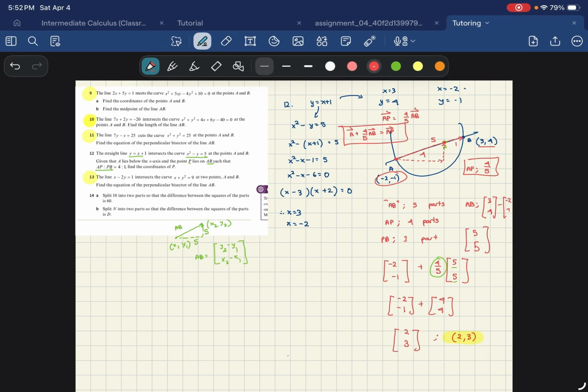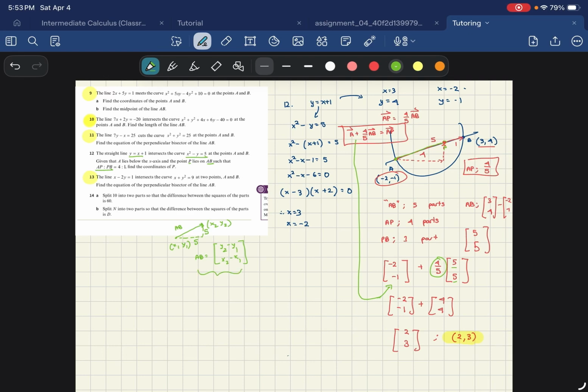Basically, you start at this point, you travel 4/5 along the vector AB, you get to AP. And you solve this here. So you put your X coordinate as your first component, your Y coordinate as your second component. And how do you get AB? Well, you take the difference of the two coordinates.